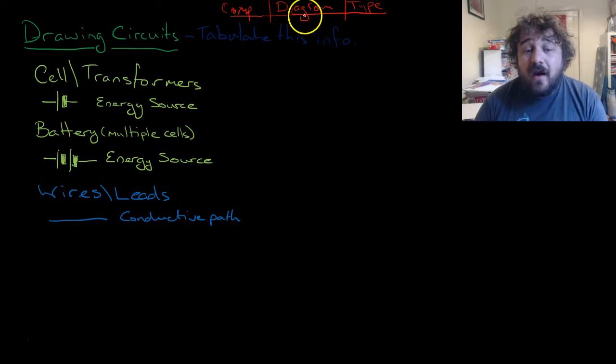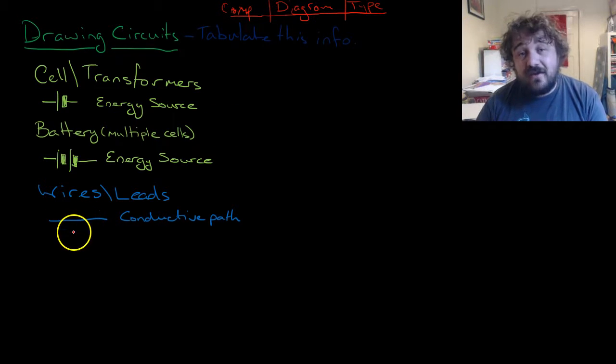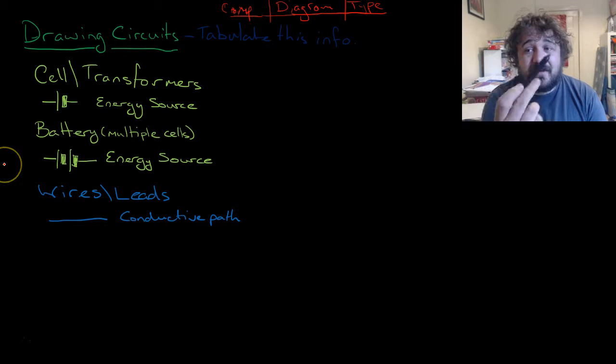Then we have wires or leads. These are generally just a straight line. These will always be done with rulers. On here you'll see it's not because we're doing it with the pen. And this is a conductive path. So it's just your wires or leads.